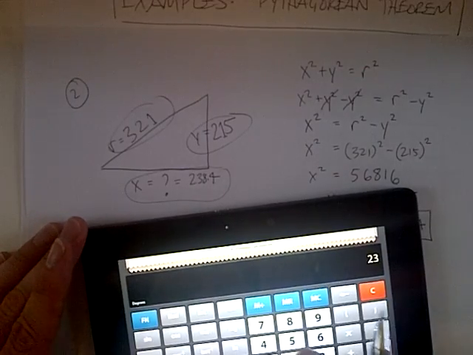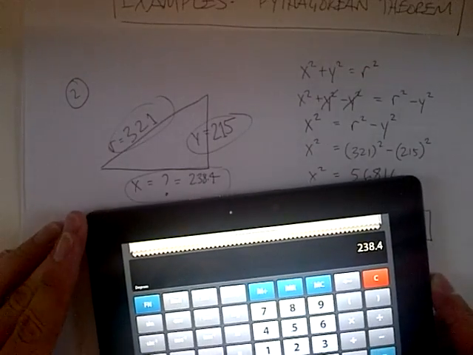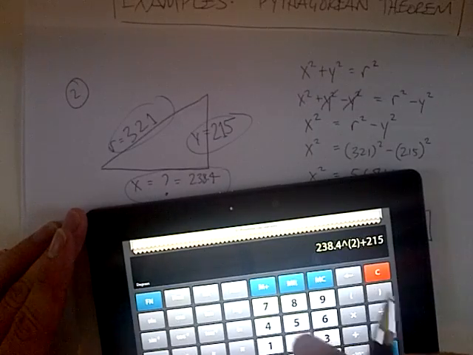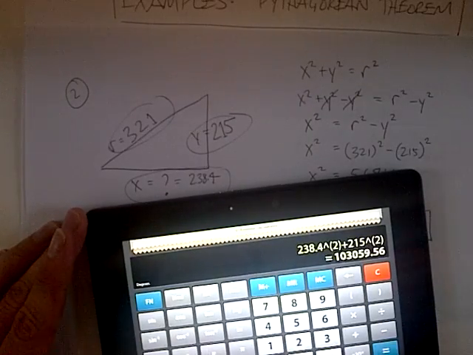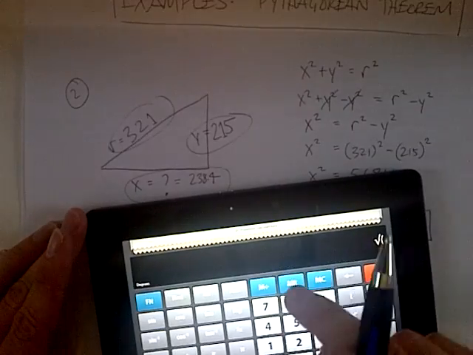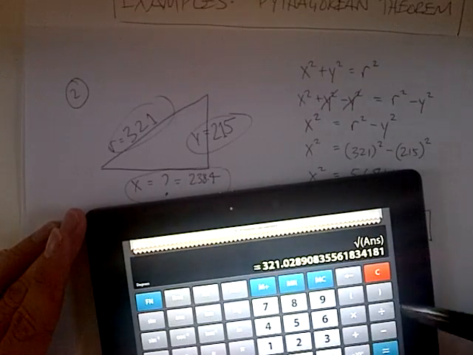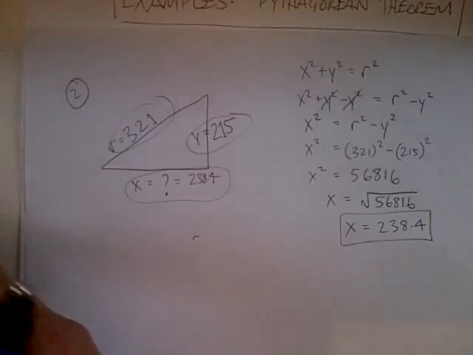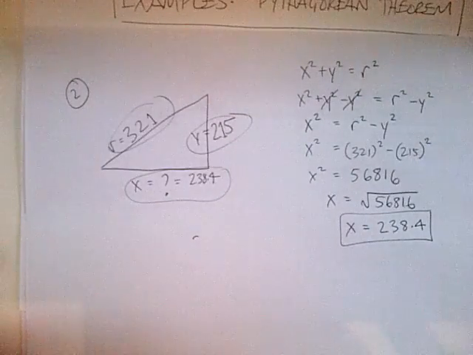So 238.4 squared plus 215 squared equals that number, and I square root that number, and I get 321. So looks pretty good to me. I think I did it okay. That's example 2 done.